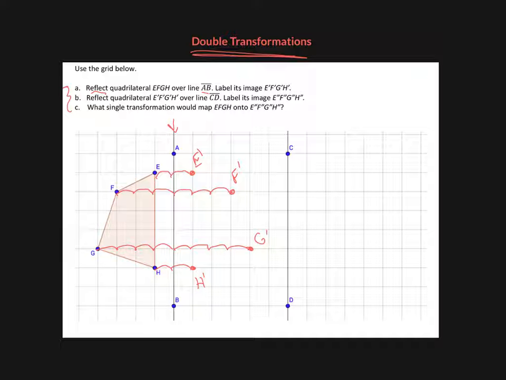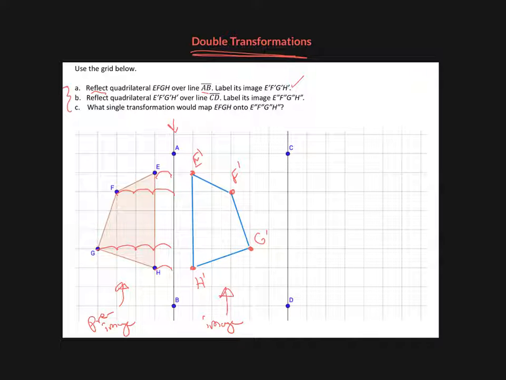Now we're going to connect the dots and redraw our figure. And so what do we have here? We have a mirror image of the original pre-image, right? So here's our pre-image, and then here's our first image. Now, we move on to part B.